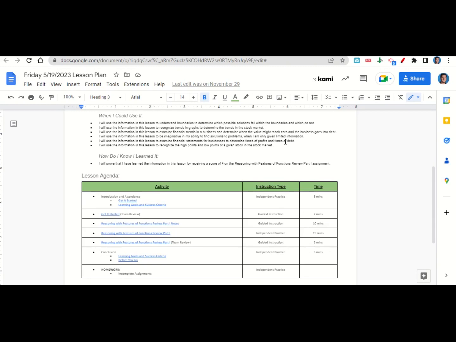time to complete the Reasoning with Features of Functions Review Part 1 assignment. Once you've completed the assignment, we'll go over it together and answer any questions that you may have. At the end of class, we'll go back over our learning goals and success criteria while you fill out your Before You Go. Your only homework for tonight is to work on any incomplete assignments that you may have.